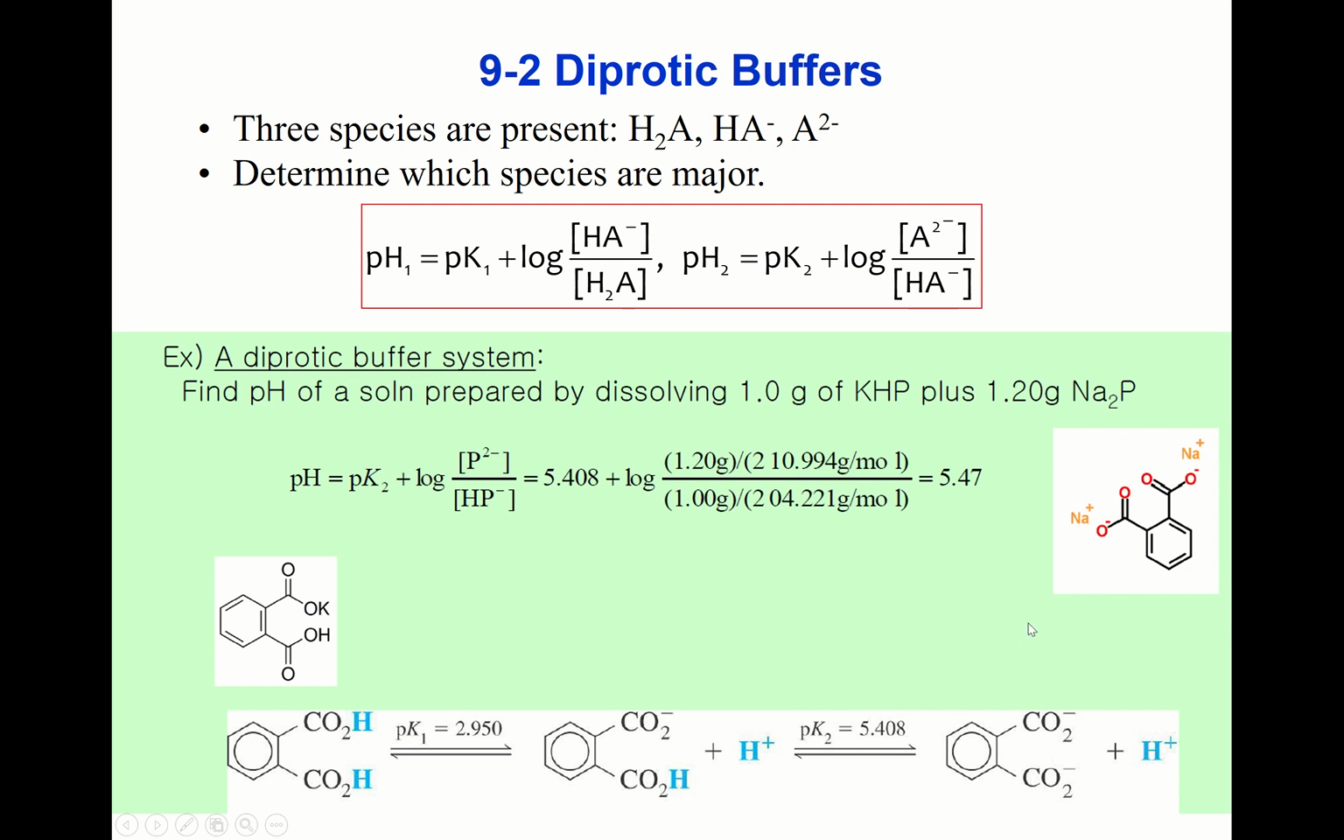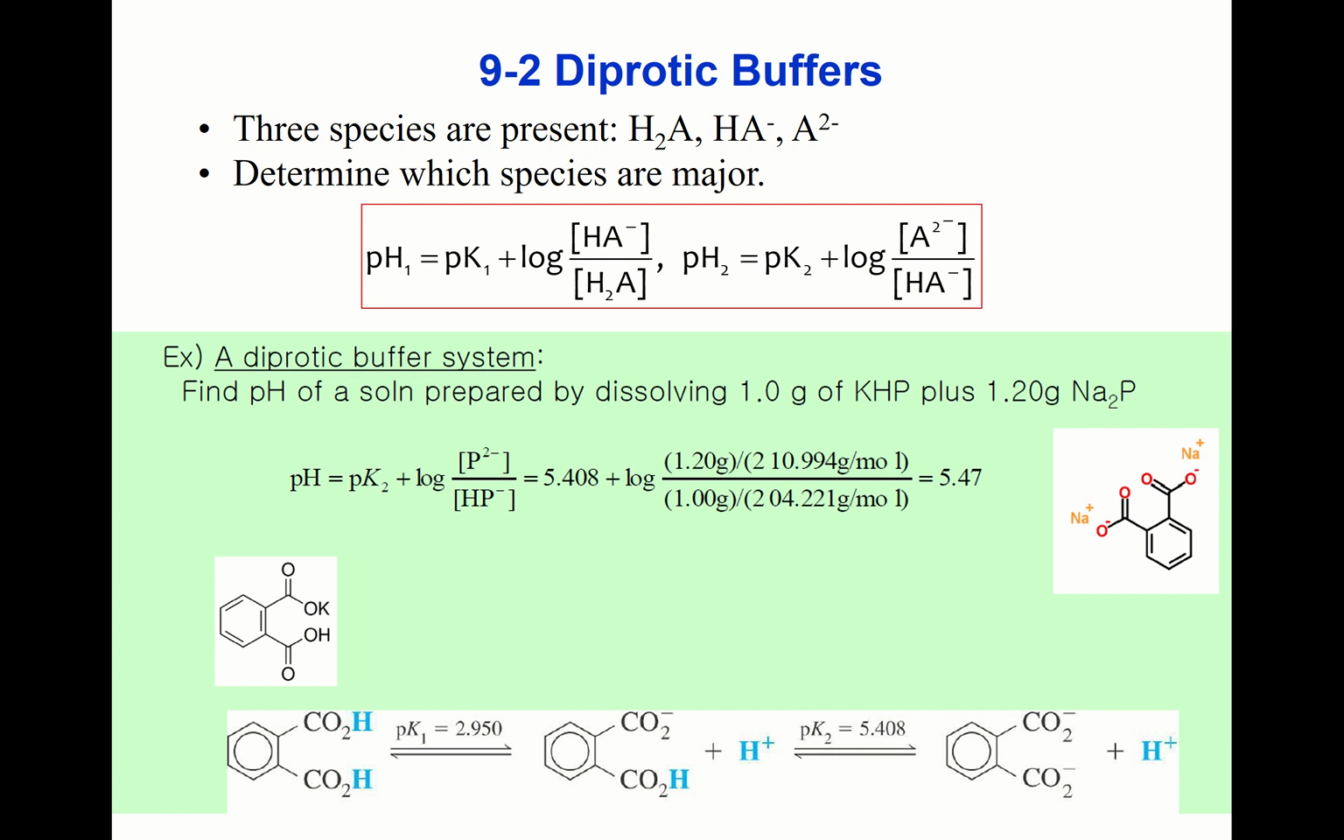So in this case there are three different species, but we have these two: hydrogen phthalate and phthalate. Using this, we use pK2. So pH equals pK2, which is 5.408, plus log of the ratio of these two concentrations.